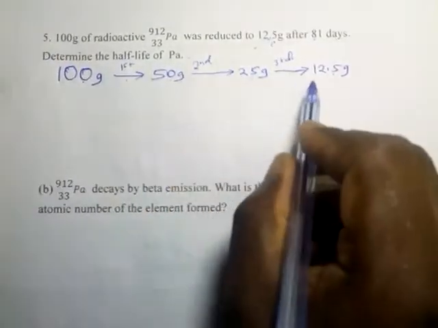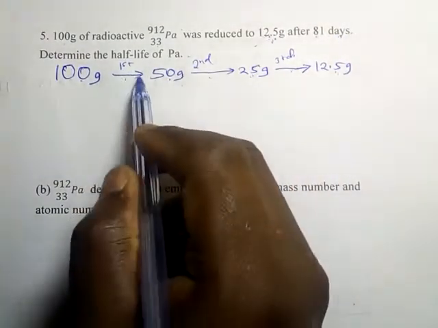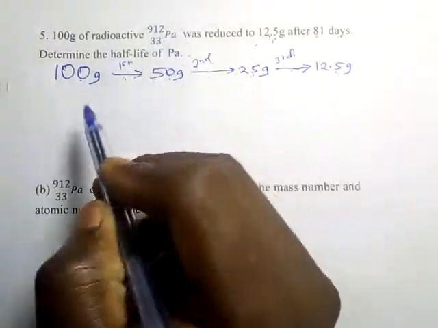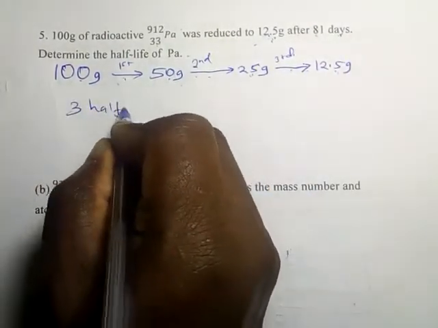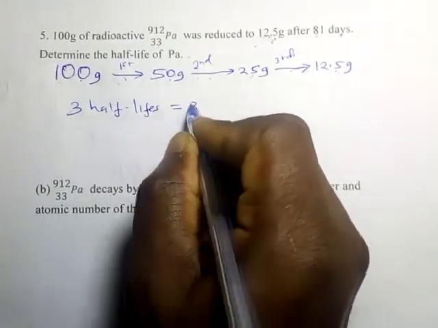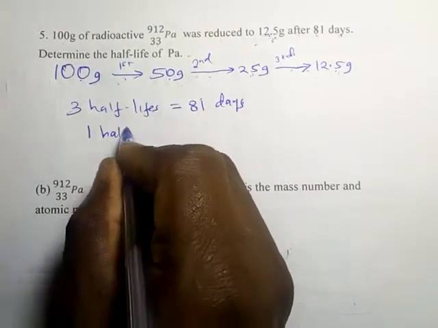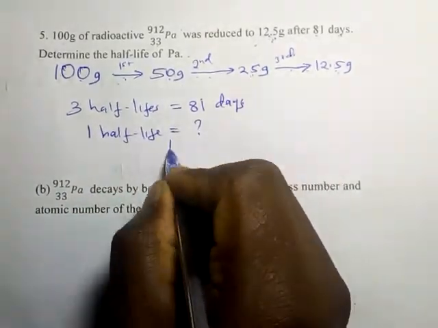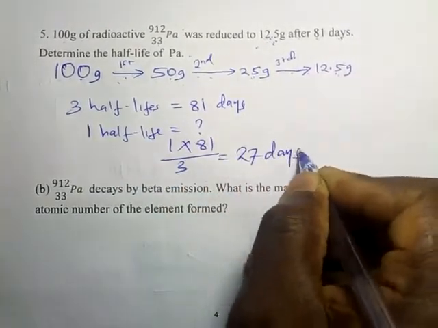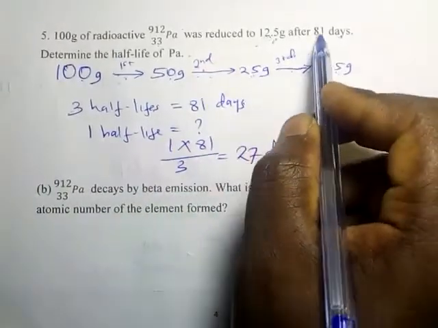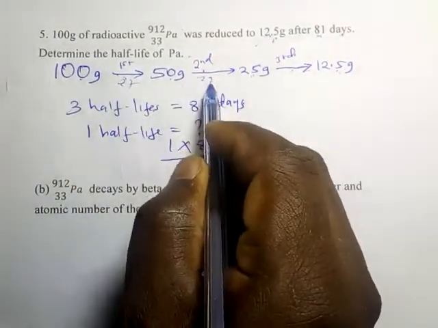But the entire decay takes 81 days. So they want us to find one half-life. What is the number of days for one half-life? Very simple. So 1, 2, 3. 3 half-lives takes 81 days. What about one half-life? It will take how many days? So it is 1 times 81 divided by 3, and it is 27 days. So 27 plus 27 plus 27 will give you 81. And that is one half-life.